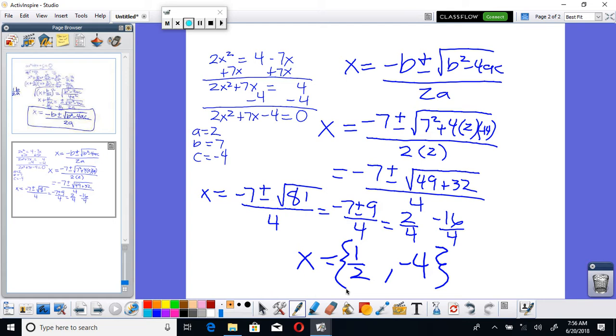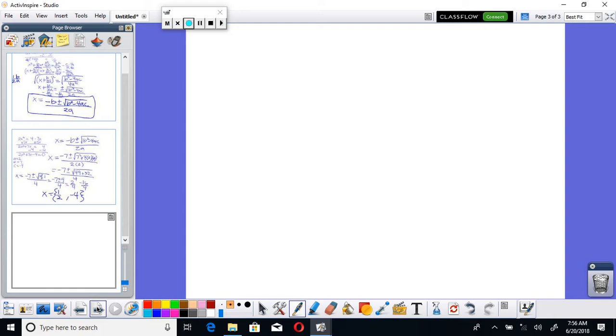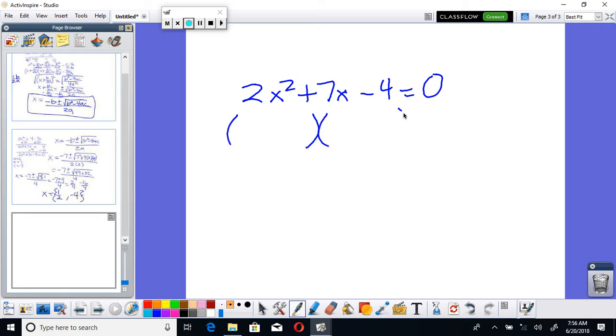Here, real quick. If you look at the problem, 2x squared plus 7x minus 4 equals 0. Same problem. This is actually factorable. 2x and x, 4 and 1, plus and minus. So, 2x minus 1 equals 0. X plus 4 equals 0.